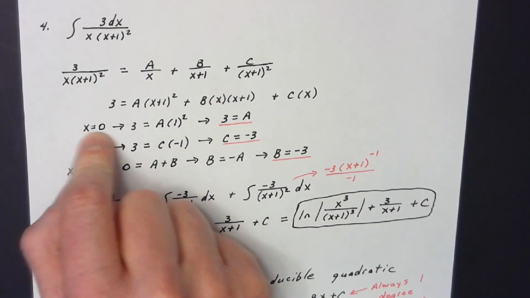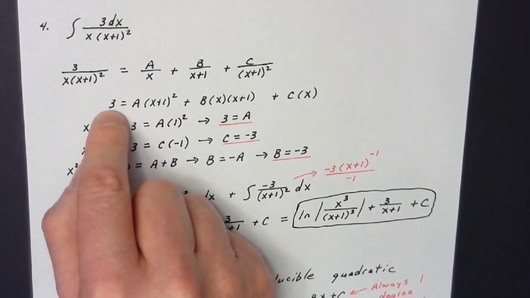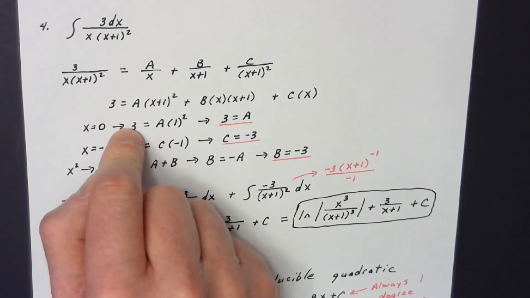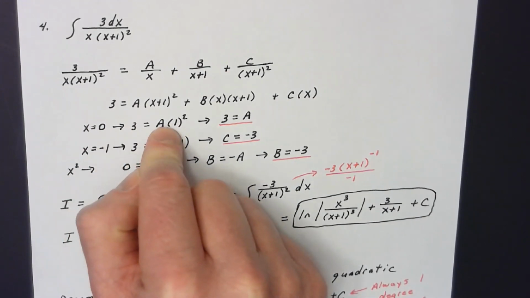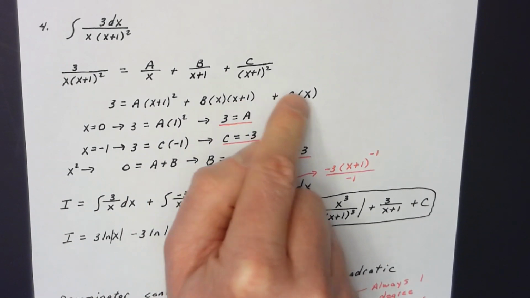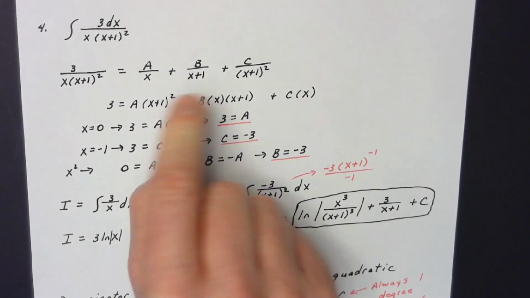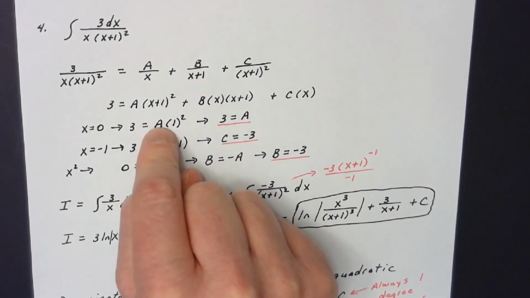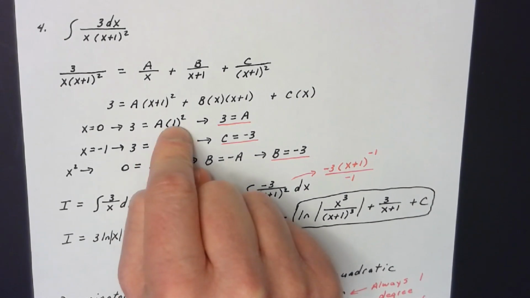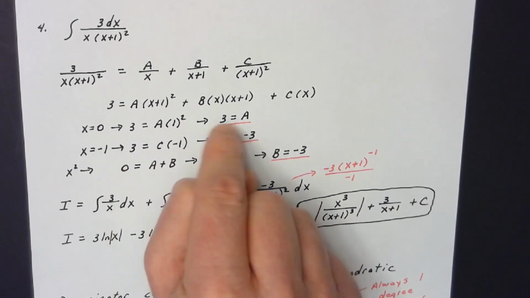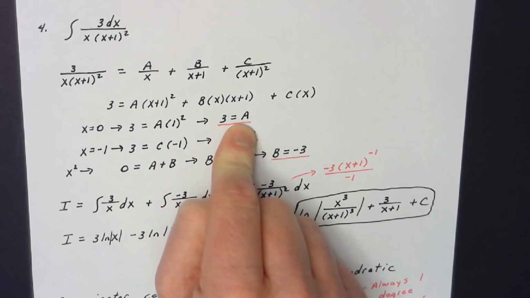Setting x equal to 0 doesn't affect the left-hand side. It's just a constant 3. But on the right-hand side, setting x equal to 0 cancels out the B and the C term because they'd both be multiplied by 0. The variable A is going to be multiplied by 1 squared, so I know 1A is equal to 3, which tells me A is equal to 3.